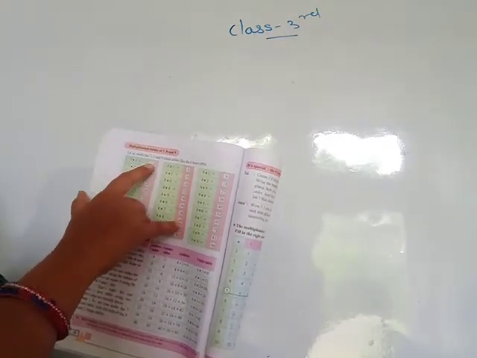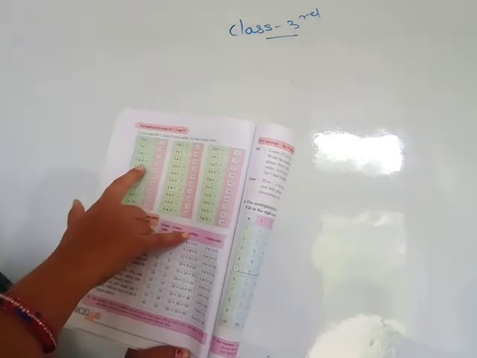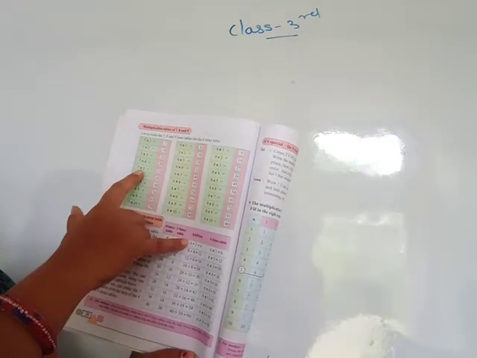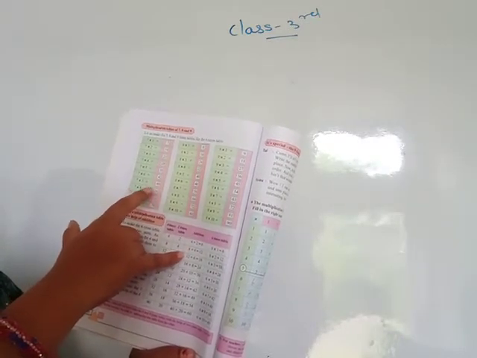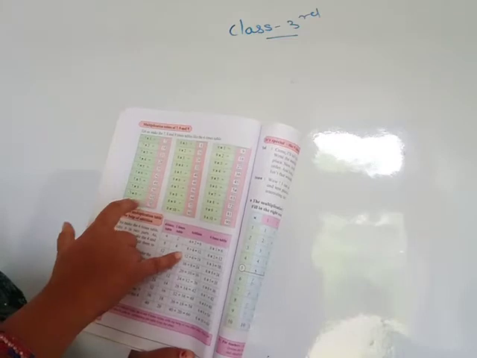7 table: 7 1 is 7, 7 2 is 14, 7 3 is 21, 7 4 is 28, 7 5 is 35, 7 6 is 42, 7 7 is 49, 7 8 is 56, 7 9 is 63, 7 10 is 70.